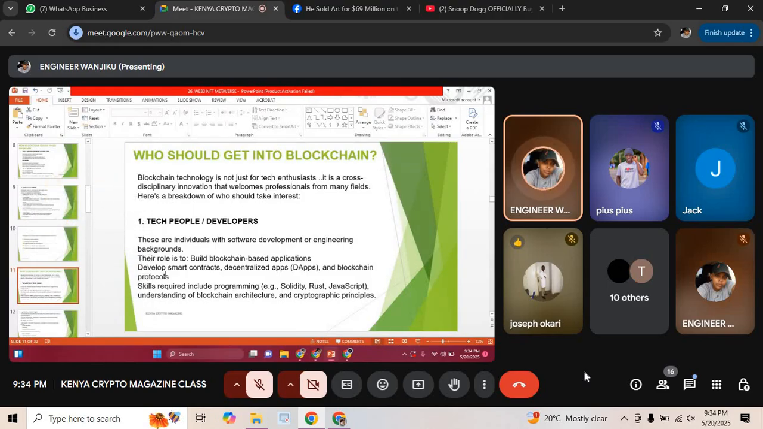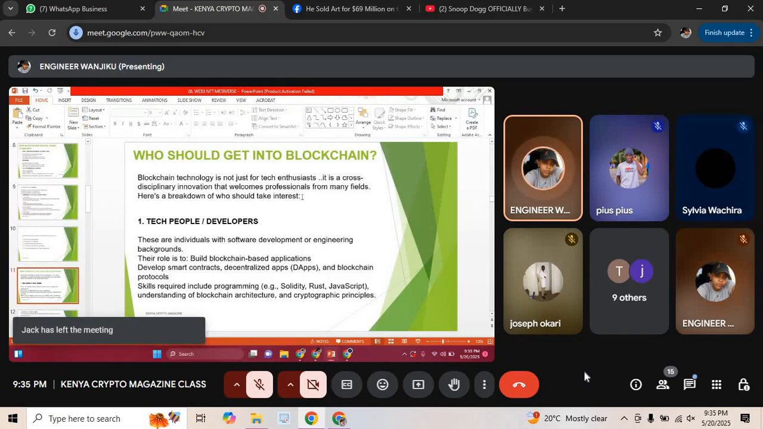Perfect. So let's look at who should get into blockchain actually. Blockchain technology is not just for the tech enthusiasts. It is a cross-disciplinary innovation that welcomes professionals from many fields. If you actually attended the webinar that we had with GoChapa, thumbs up. In that webinar, we discussed many other ways that you can participate in Web3 apart from just being a crypto enthusiast. Many other ways you can participate. So let's look at those things.